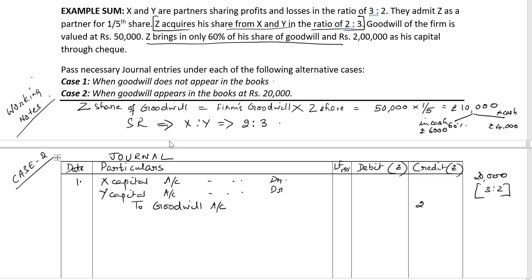Goodwill appears in the books at rupees 20,000. We'll write it off among X and Y. Against X rupees 12,000 and against Y rupees 8,000. Narration being existing goodwill written off.